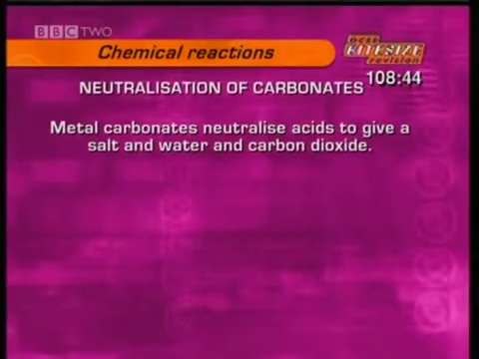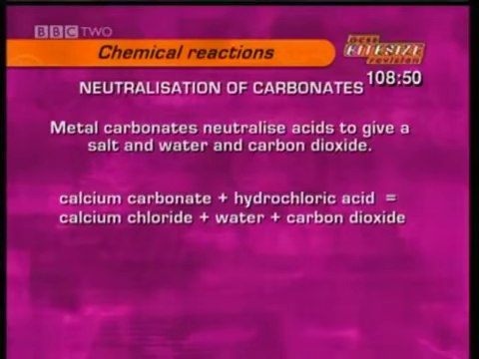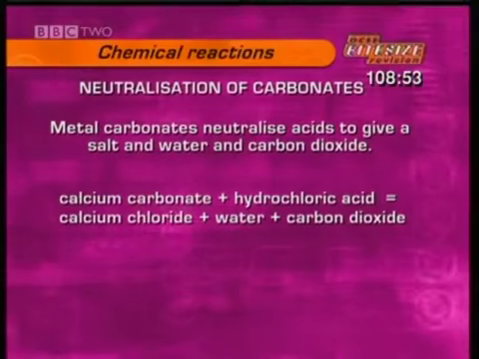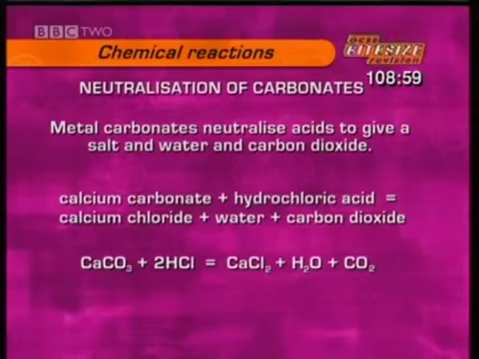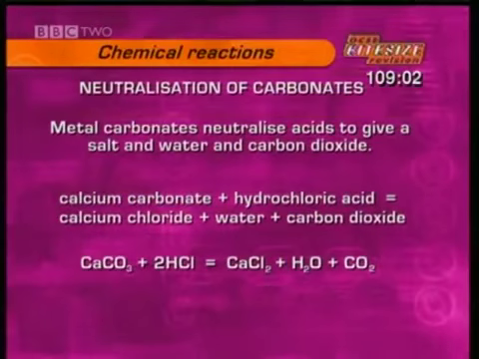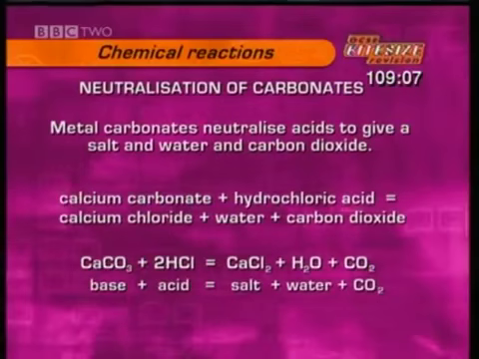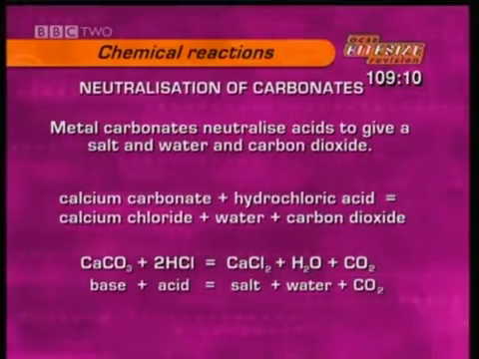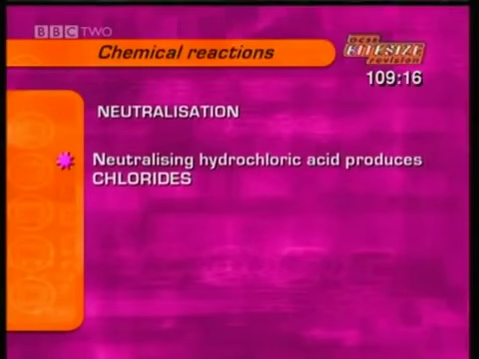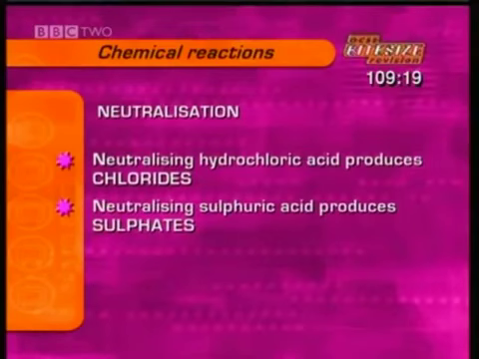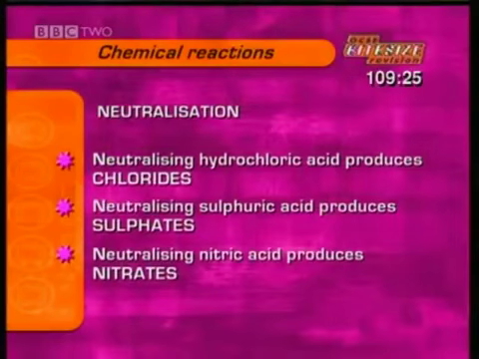Metal carbonates neutralize acids to give salt plus water plus carbon dioxide. For example, calcium carbonate and hydrochloric acid gives calcium chloride plus water plus carbon dioxide. CaCO3 plus 2HCl gives CaCl2 plus H2O plus CO2. That's base plus acid gives salt plus water plus carbon dioxide. Notice how neutralizing hydrochloric acid produces chlorides, neutralizing sulfuric acid produces sulfates, neutralizing nitric acid produces nitrates.